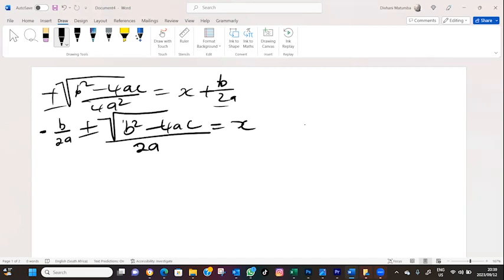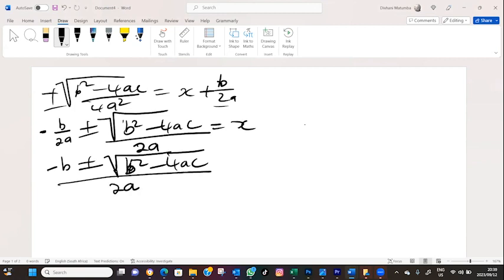Now, the LCD, or the lowest common denominator, is 2a. So we're going to have minus b plus or minus the square root of b squared minus 4ac, all divided by 2a. It's given by x. Now, each and every time if you want to find the roots, you use that equation.